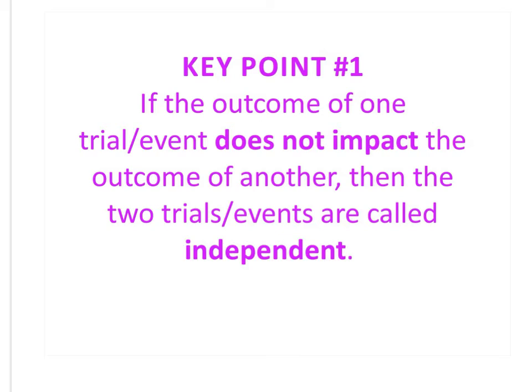So key point number 1 for today is, if the outcome of one trial does not impact the outcome of another, then the 2 trials or events are called independent. We are going to be looking at this key point over and over every single day. This key point tells us that things are independent from each other if the outcome of one does not impact the outcome of another.